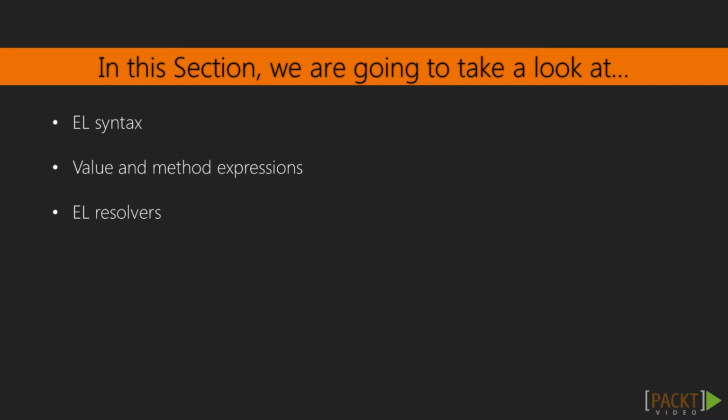In this section, we will cover 3 topics as follows. We will start with an overview of the main aspects of EL 2.2 and 3.0 syntax, which means that we will talk about EL operators and reserved words that must be known in order to write well-formed expressions. Next, we will discuss value and method expressions, including immediate and deferred evaluation of EL expressions. The last part of this section is reserved to EL resolvers, and here you will see what an EL resolver is and how to write a custom one.